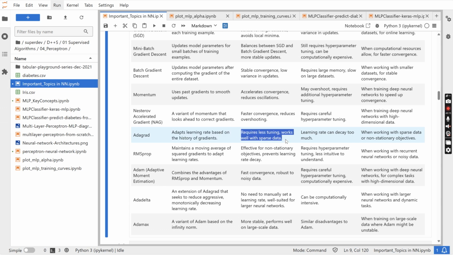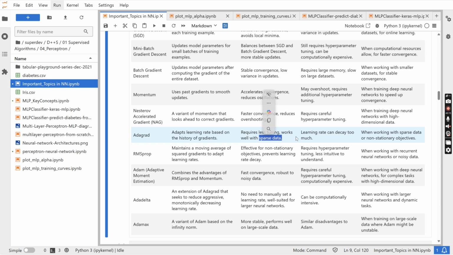This requires less tuning and works well with sparse data. Sparse data means, if you imagine data as a matrix, if you have too many zeros in the matrix, that is called sparse data. Dense data means you have non-zero values in the matrix. Imagine a 10 by 10 matrix in which at least 7 layers are 0, then it is sparse data. If only one layer is 0, it's still dense data. So data where the values are non-zero is called dense data, whereas too many zeros is sparse data.